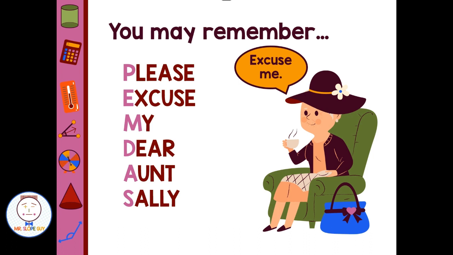And we have a little picture of Aunt Sally, and she says, excuse me. I don't know what we're excusing her for. I don't know if there's some type of issue with Aunt Sally. But we're excusing Aunt Sally. So please excuse my dear Aunt Sally is a great way to remember PEMDAS.